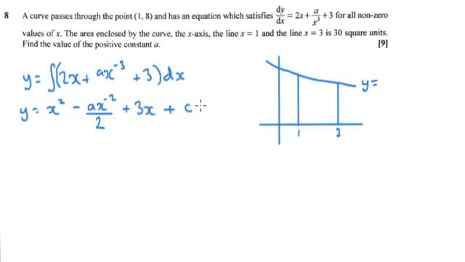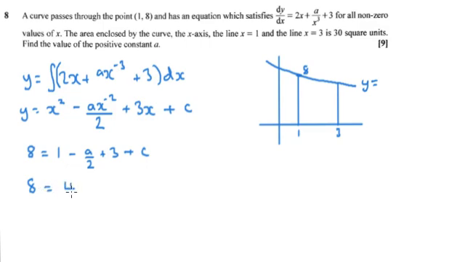But we'll have a constant term that we don't know the value of yet. We've got a c term. We are told that this goes through 1, 8. So that coordinate there is 1, 8. And we can use that to help us get a relationship between a and c. So when y is 8, x is 1. So we're going to have 1 squared, which is 1. 1 to the power of minus 2 is 1, so that's just going to be a over 2 plus 3 times 1, which is 3, plus c.